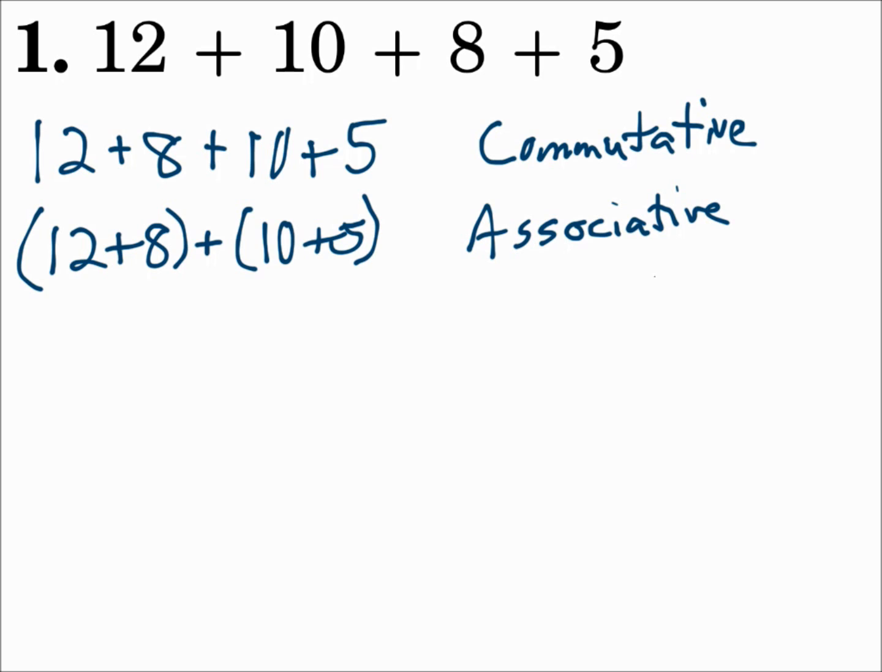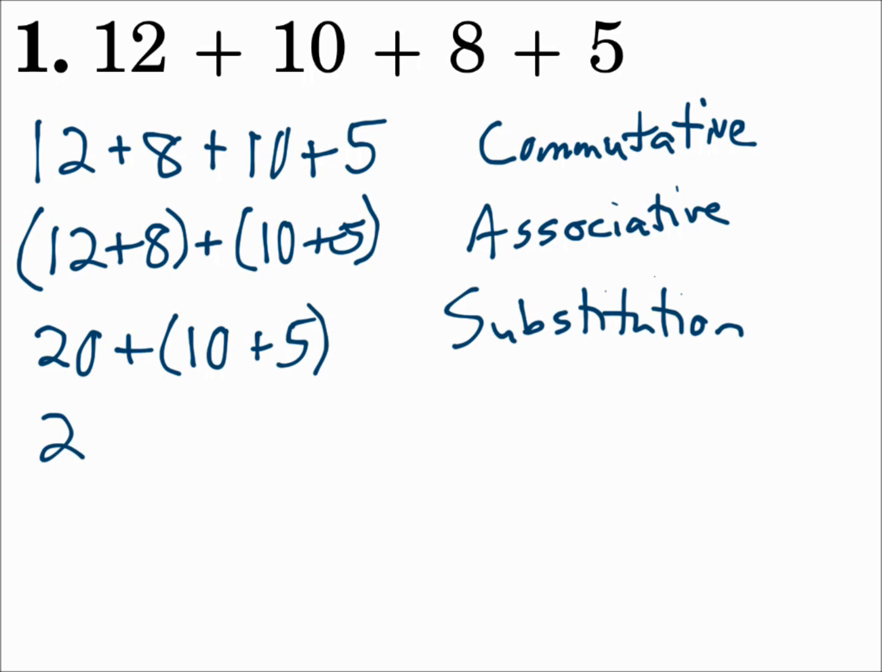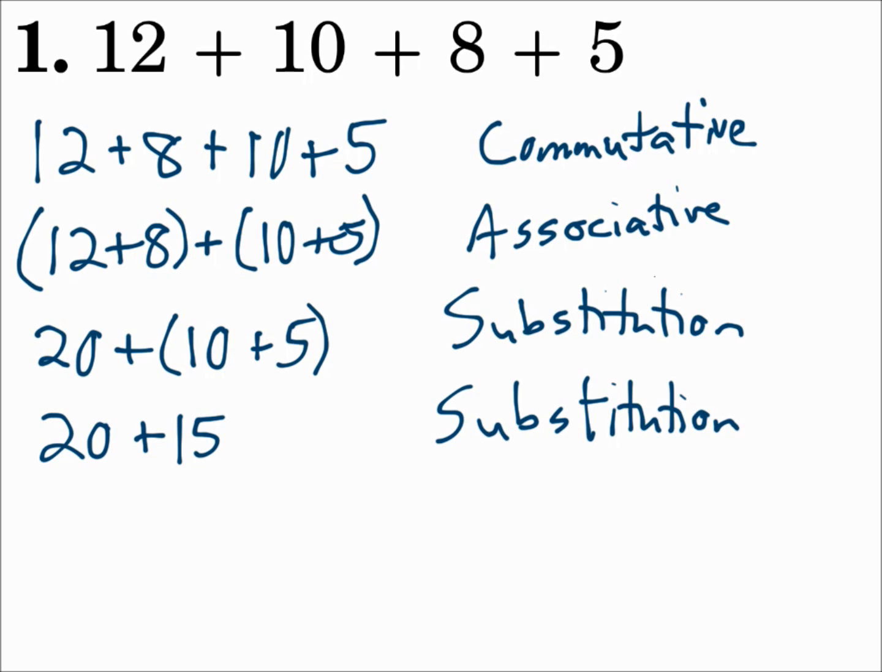12 plus 8 is 20. That's a much easier number. And 10 plus 5 is 15. Those reasons are both substitution. And finally, 20 plus 15 is 35.